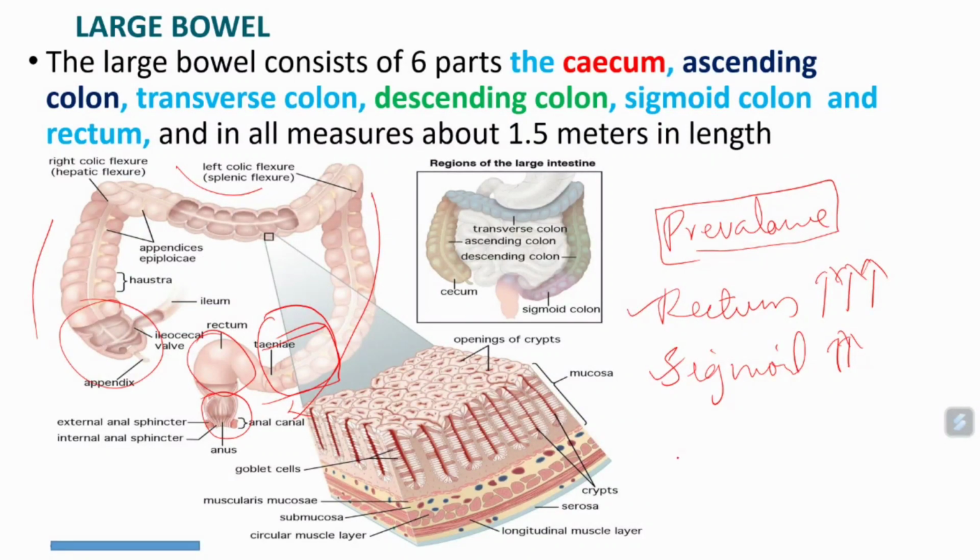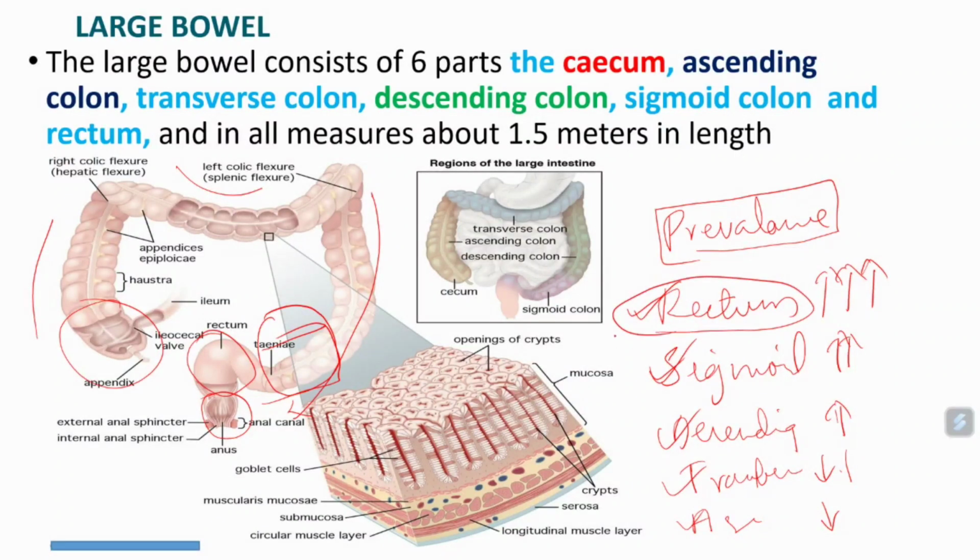in the descending colon, and finally in the transverse colon and ascending colon. So you can see the prevalence of tumors is particularly very high in the rectum, then in the sigmoid colon, then in the descending colon, and in the transverse and ascending colon the chances of getting cancer are very low. Okay, so this is the importance of prevalence in these areas. In the rectum, the probability is very high, that you have to remember.